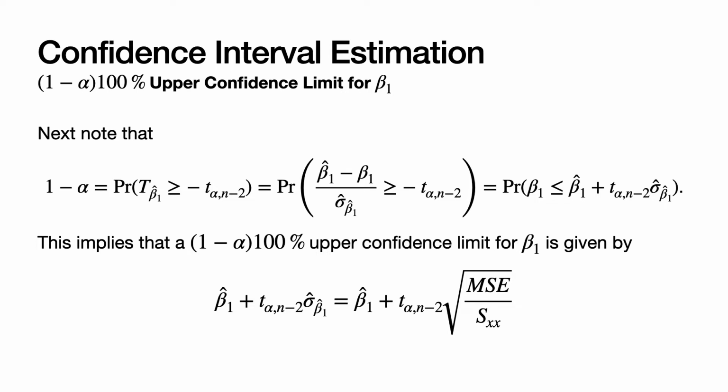And so that implies that a 1 minus alpha times 100% upper confidence limit for beta 1 is given by beta 1 hat plus the product of the interval coefficient, which is this t-value, times the estimated standard error of beta 1 hat, which is the square root of MSE divided by S sub xx.